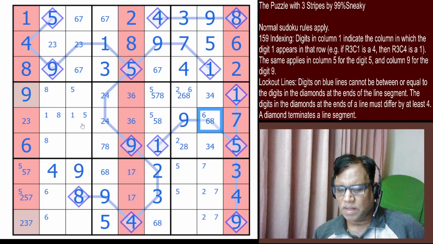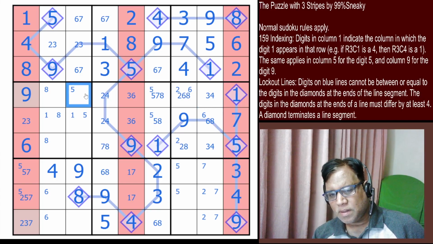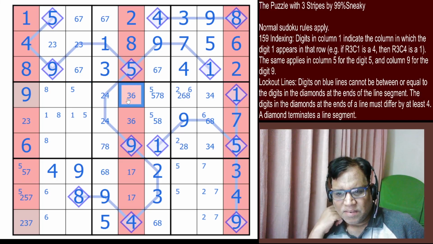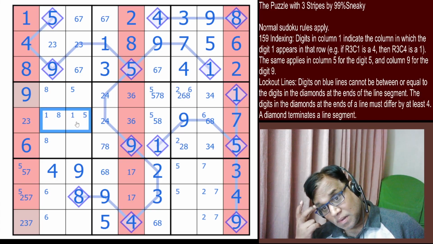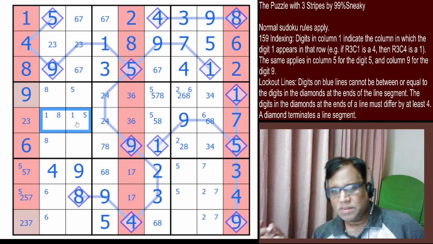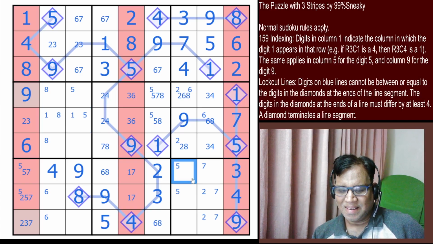That won't be 8. That can't be 5. So 5 would be here. It will be here. That's fine. If that's 3, that would be 5. No, sorry, that would be 5. That would be 2. That would be 1. This would be 1, 5. Can't see anything.